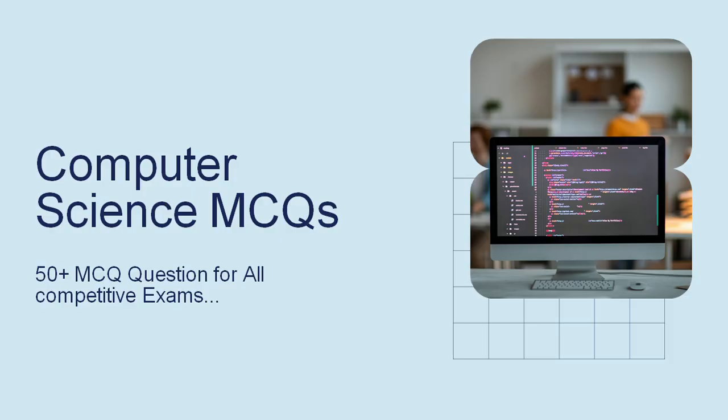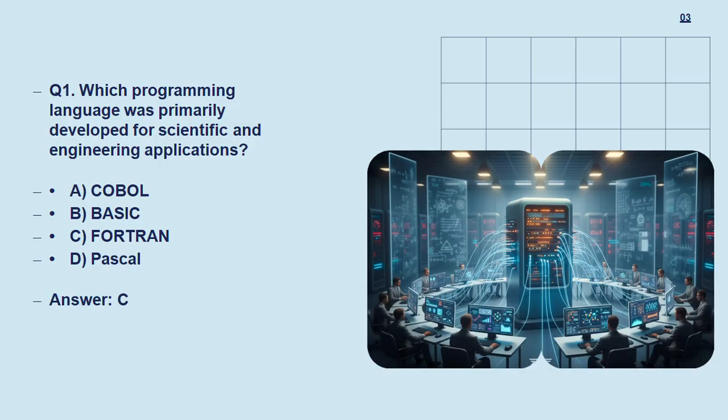So our first question is: which programming language was primarily developed for scientific and engineering applications? Our options are: first option is COBOL, second is BASIC, third is Fortran, and D is Pascal. So the correct answer here is Fortran, which is used for scientific and mathematical calculations.